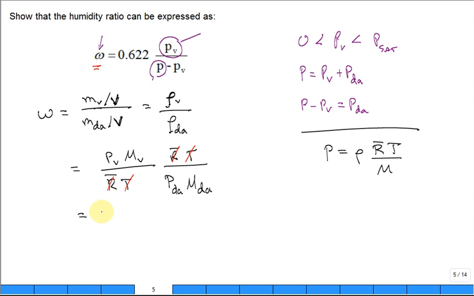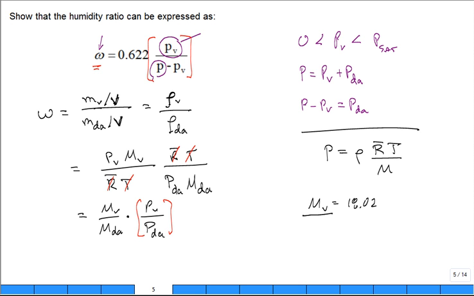So the molar mass of vapor divided by the molar mass of dry air times the partial pressure of the vapor divided by the partial pressure of the dry air. So far, this is the same, right? So it must be true that the ratio of those molar masses is equal to 0.622, and they are. So the molar mass of vapor, which is 18.02, divided by the molar mass of dry air, which is 28.97, gives you that constant 0.622.